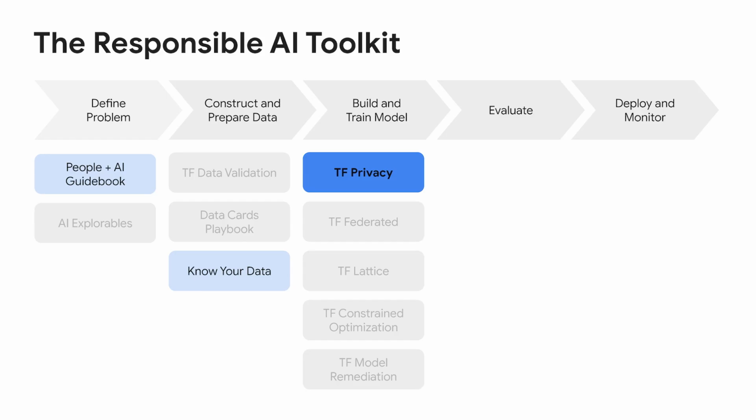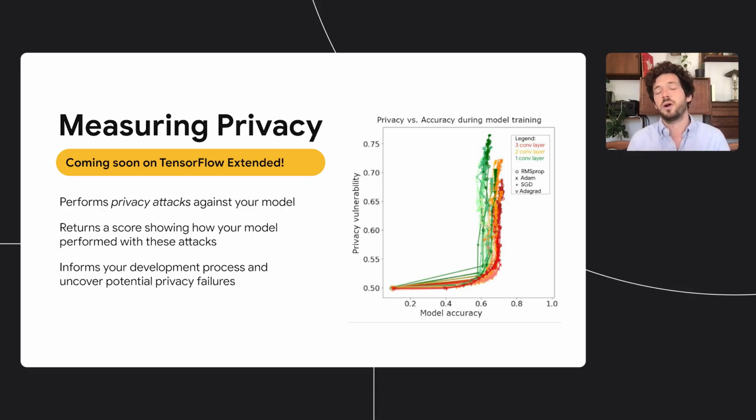On a different note, when using user-generated data, especially photos, it's very important to make sure that your model is trained with privacy in mind. In the next months, we'll launch privacy measurement in TFX. It allows ML modelers to do privacy attacks against their own model and get back a privacy score. As you can see on the graph, there's often a trade-off between accuracy and privacy vulnerability. TF Privacy can help you make informed decisions to mitigate potential shortcomings. I'll pass it off to Kat to continue through the rest of the Responsible AI workflow and discover more tools.